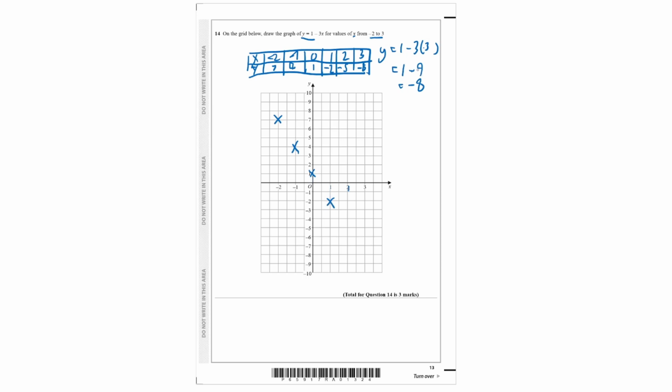And at 2, we go to negative 5. Put a cross there. And at 3, we go to negative 8. And we put a cross there. And finally, using a ruler, we draw a straight line through all these crosses.